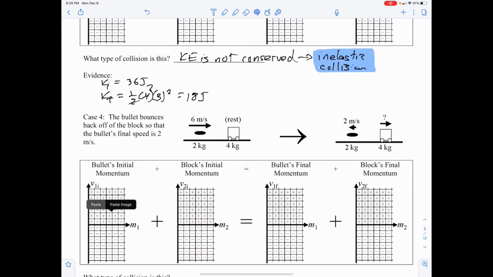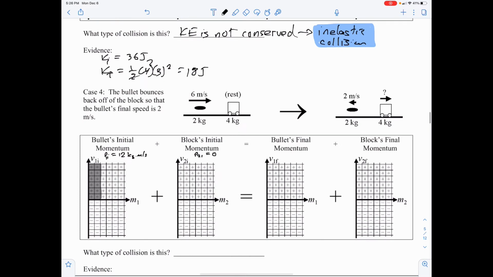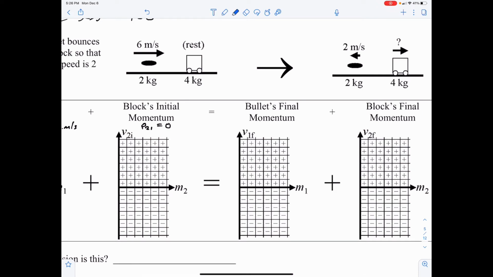Case 4, again, we start with the same initial conditions. P1 initial is 12 kilogram meters per second. P2 initial is 0. This time you have a bullet bouncing backwards. So for the total momentum, let's do the backwards part first. It would be 2 kilograms and 2 meters per second, so it's going to be 2 by 2 in the negative direction because it's going left. There's your 2, there's your 2 kilograms. Okay, but it's negative.